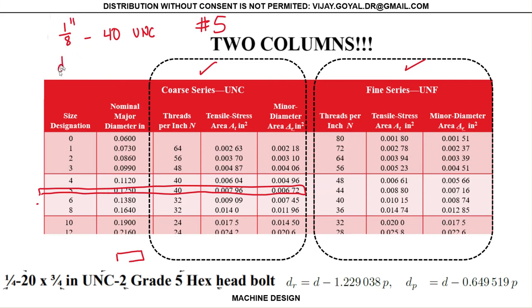That's what it's giving you, D, the major diameter. And it has 40, so it's 40 right here. And then this just gives you the tensile area and the minor diameter. We're going to use that. So it's only given in the table.